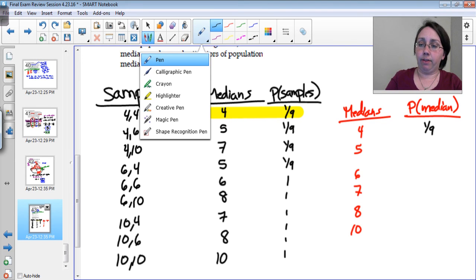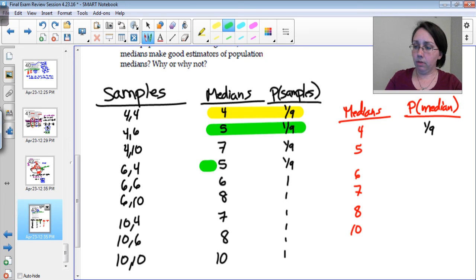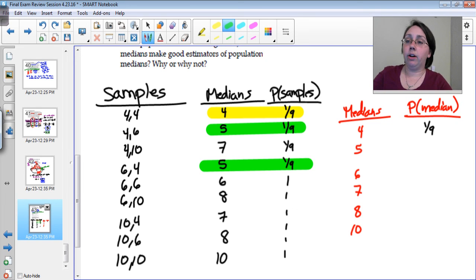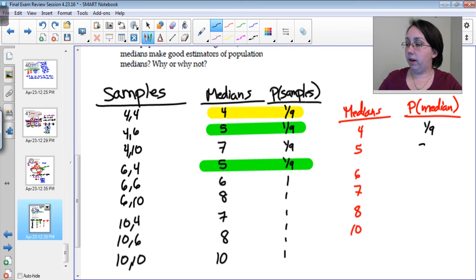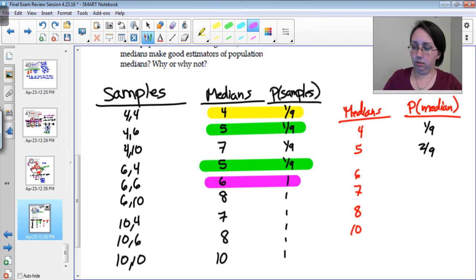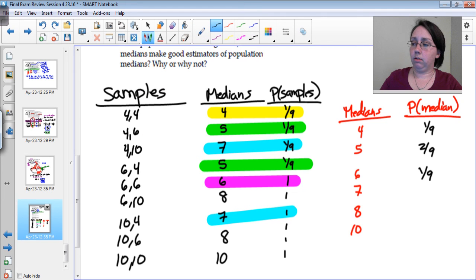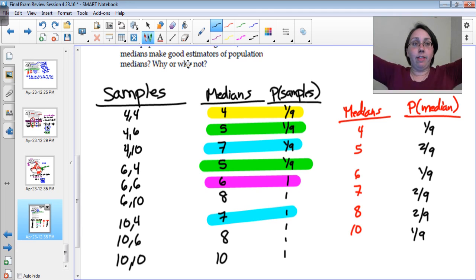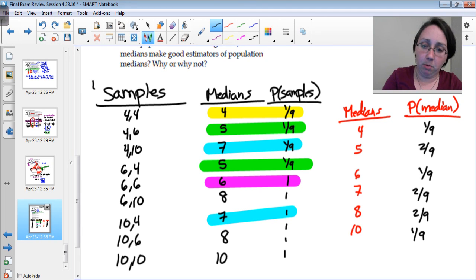Now for 5, I think that occurs more than once. So you add them together and you get 2 possibilities, so 2 out of 9. 6 is once only, yep, okay. So 1 out of 9. And 7 twice. 8 is also twice. And 10 is once. So that's the summary. That is part 1. All of that right there. Here, this is part 1.